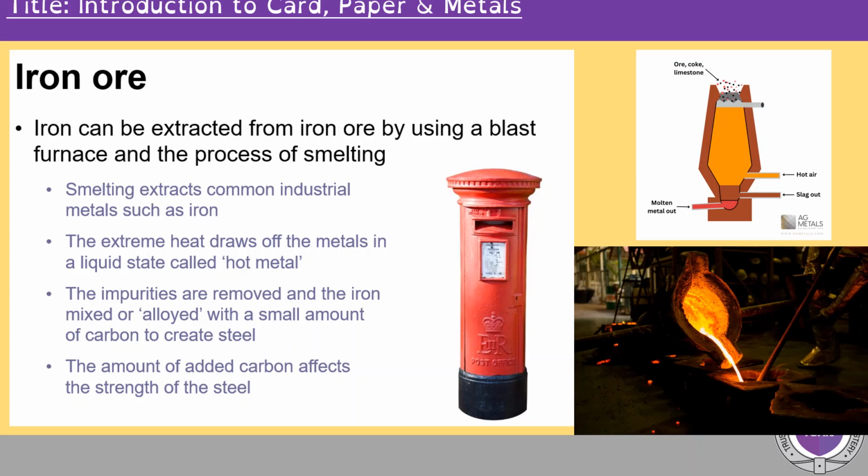Smelting extracts common industrial metals such as iron. The extreme heat draws off the metal in a liquid state called hot metal. The impurities are removed and the iron mixed or alloyed with a small amount of carbon to create steel. The amount of added carbon affects the strength of the steel.